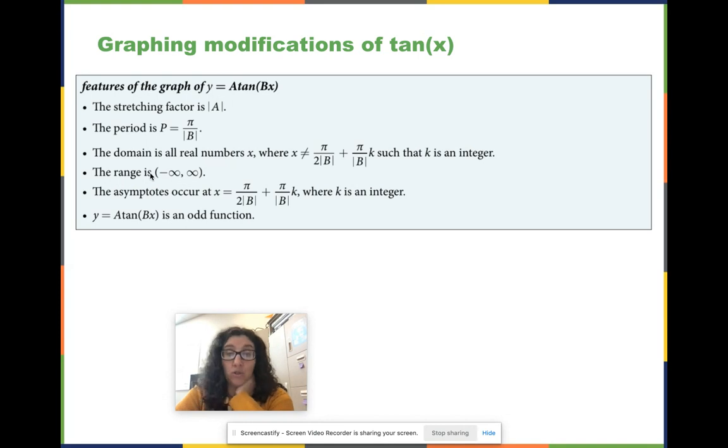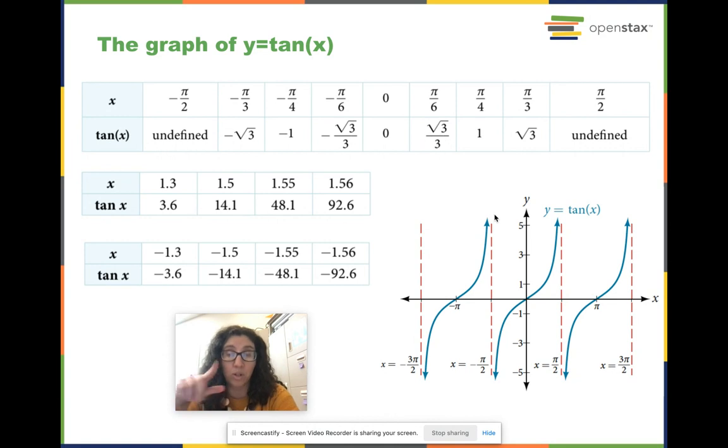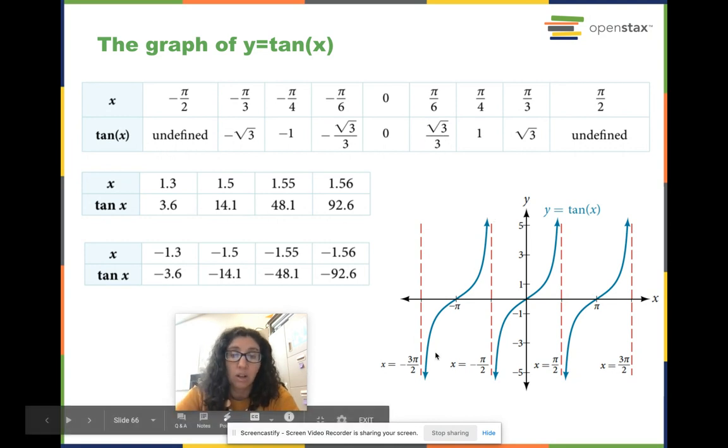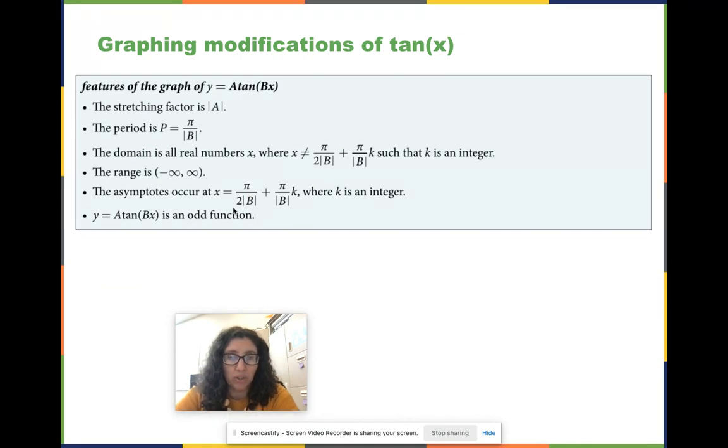How about the range? So this is really different than sine or cosine as well. Let's just look, right? It goes down to negative infinity and up to infinity. Sine and cosine are limited. They just go from negative 1 to 1. But tangent goes from negative infinity to infinity for the range. Asymptotes occur at the same places as we're talking about for the domain. I think it's easier to think about this in particular cases and not in abstract formulas. And it's an odd function.